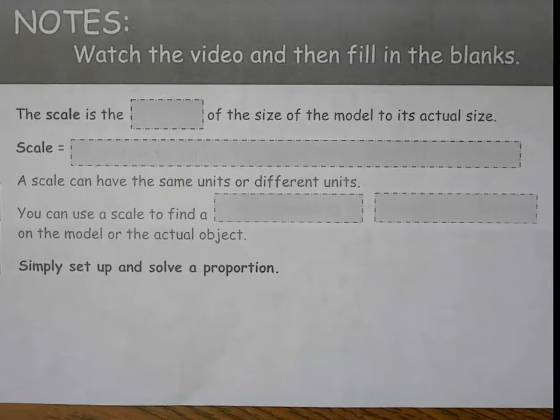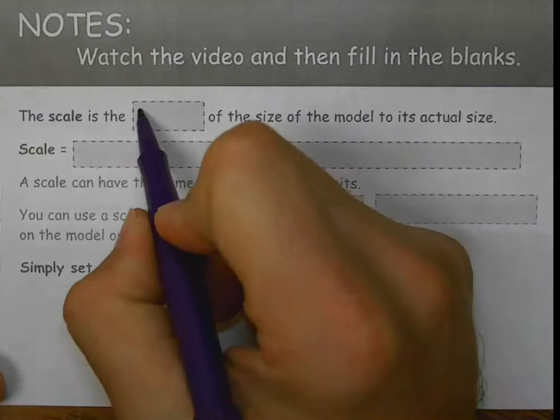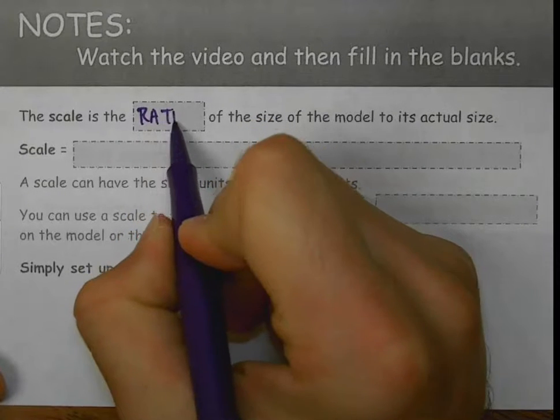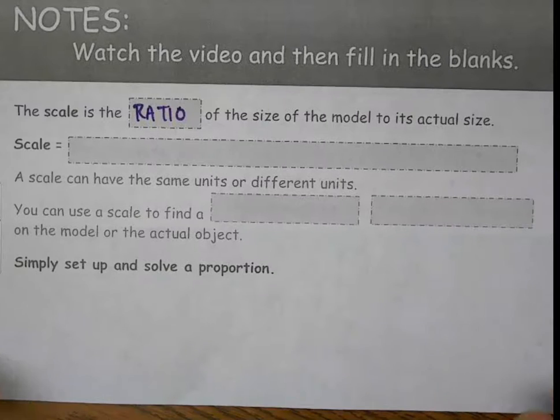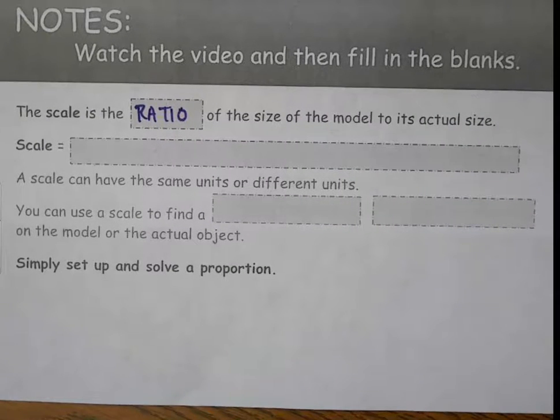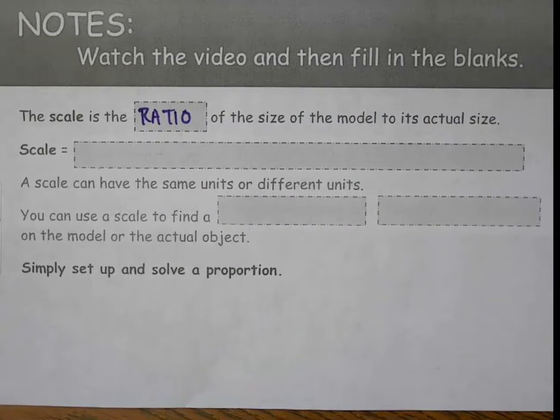Okay, so with scale drawings, a scale is the ratio of the size of the model to its actual size. So sometimes people want to make models of certain buildings. One of my favorite hobbies is Lego, and they do this with almost everything. Okay, they want to make a model of the Empire State Building. Well, you can't build the actual size. You have to make it much smaller so that it will fit in your house or on a shelf. Okay, so that's what a scale is.